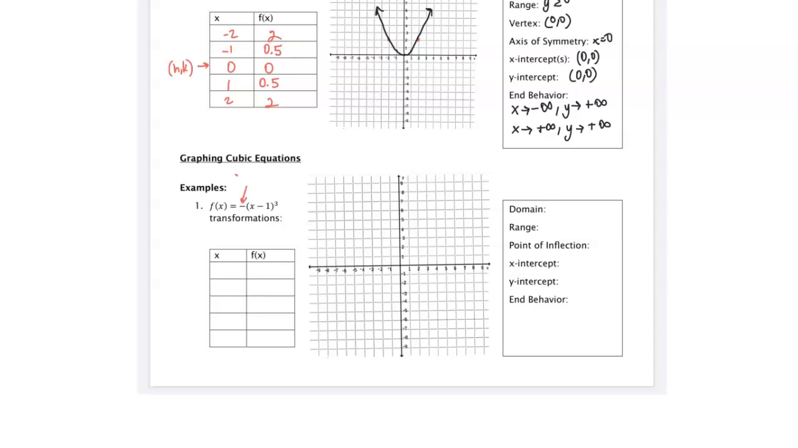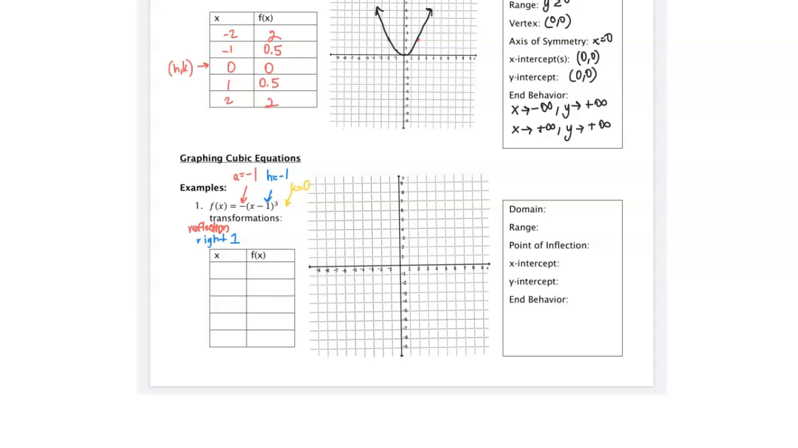In front, we have our a value. Our a is a -1. So this means that we're going to have a reflection because of the negative. Next, we're looking at the h. Our h is a -1. So this means that we're moving right by 1. And then notice that your k is missing. So that's a k, a default of 0. So we don't have any transformations here. We're not moving up or down any.